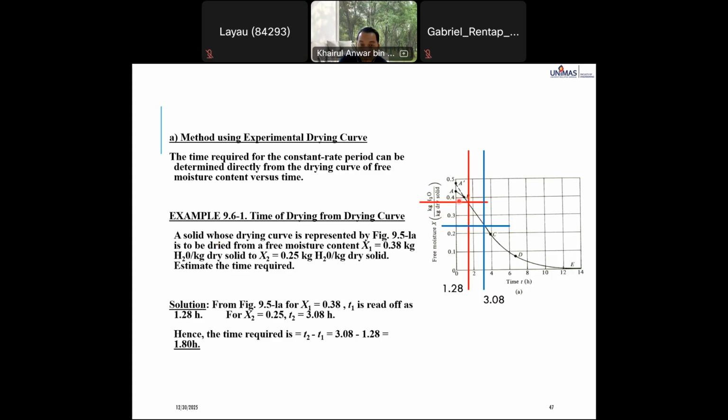This is the red line referred to, 0.38. X2, the blue line, is 0.25. Here is the time. Just subtract it. Then we get 1.8 hours.